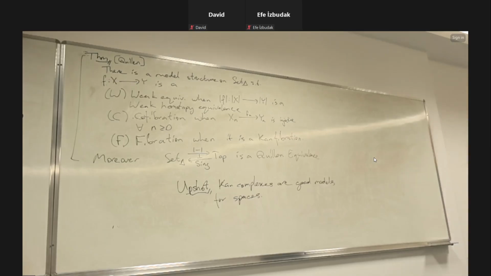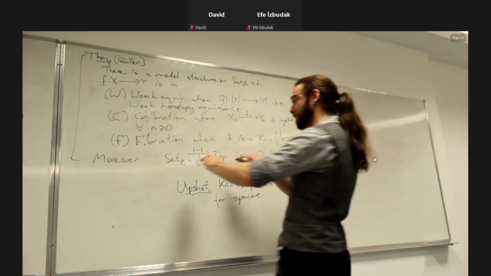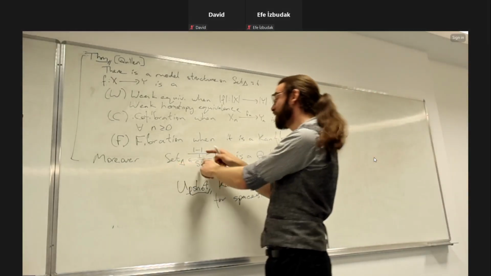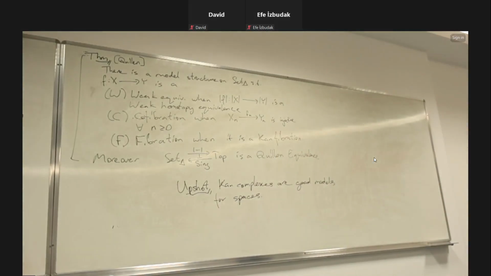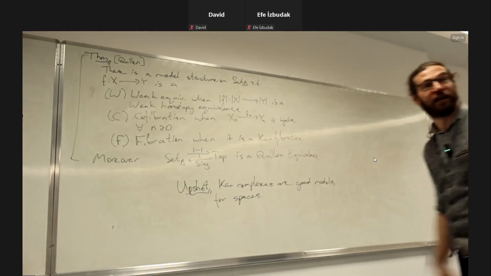A perhaps less arcane way of saying that same thing is that if you take the localization of these model categories, this induces an equivalence between those, an adjoint equivalence between those model categories.